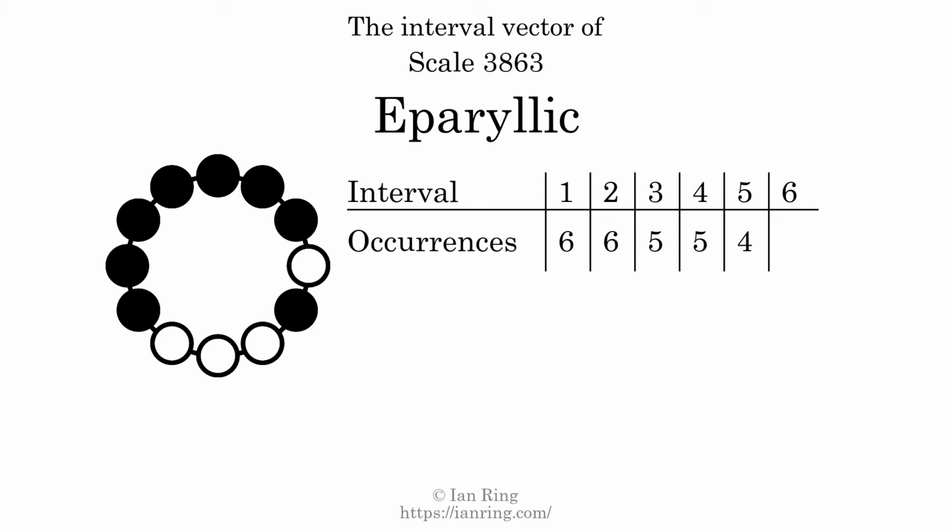There are 4 intervals with the size of 5 semitones. They are here, here, here, and here. There are 2 intervals with the size of 6 semitones. They are here, and here. Each interval does not appear in this scale a unique number of times, so this is not a deep scale.